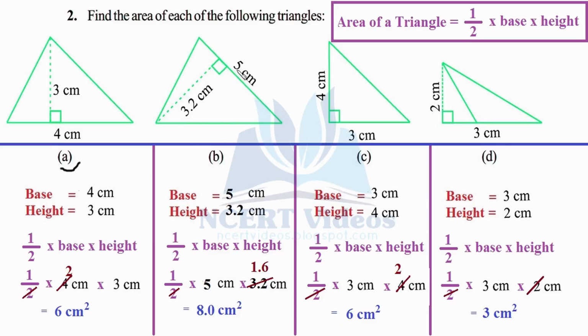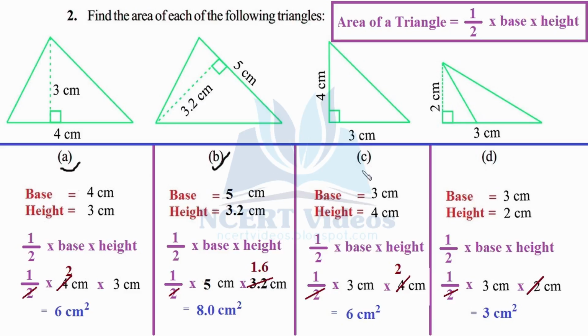Again, base is where the perpendicular is drawn, that side. So 5 centimeter is your base, and height is the line segment drawn from one vertex to the opposite side. In this case, it is clearly 3.2 centimeter. Now half into base into height, area of this triangle: half into base is 5 centimeter into 3.2 centimeter as your height. Reducible, 1 2 is a 2, 1.6 into 5 is 8.0, so put the decimal here.